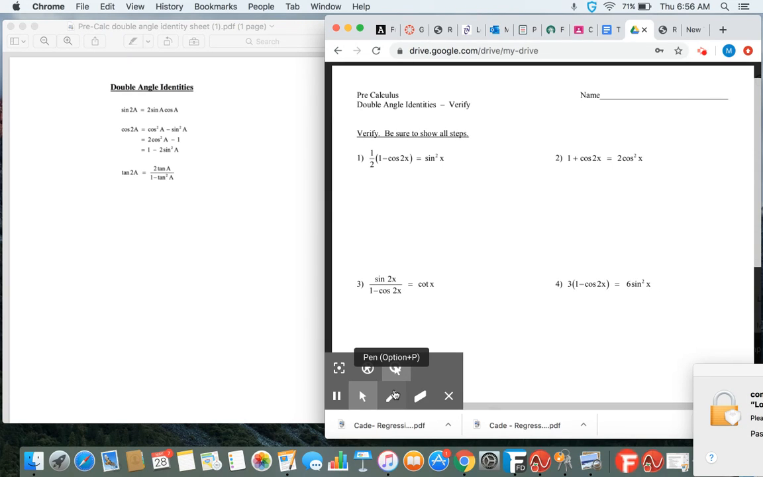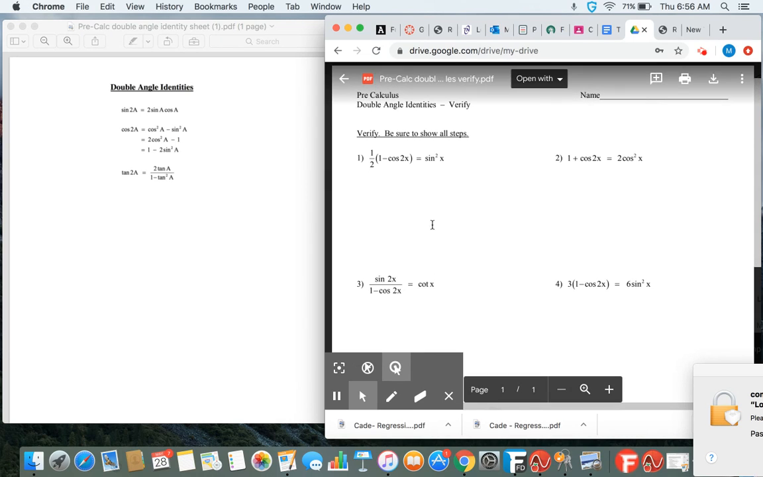So we're still using the identity sheet today. We're just doing something a little different, something that we did when this all started, verifying trig identities. Okay, so we know the identities are given to us. We know that we have the sine, cosine, and tangent. I also pointed out yesterday that cosine has a couple different variations, and this is where we might use those other two. Yesterday we just focused on the top one, and that works.